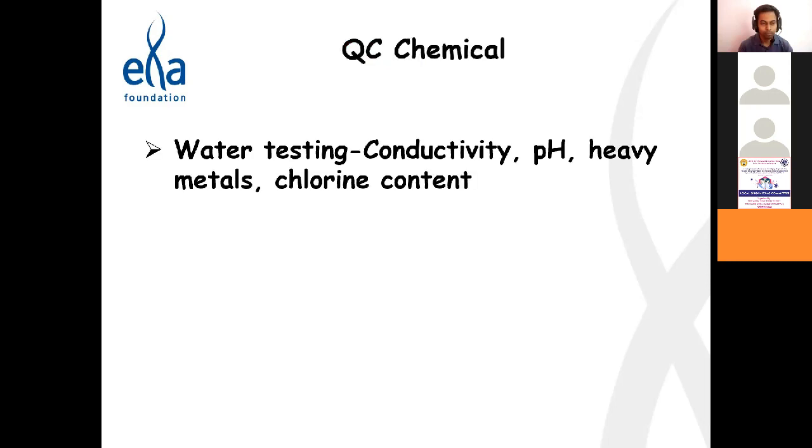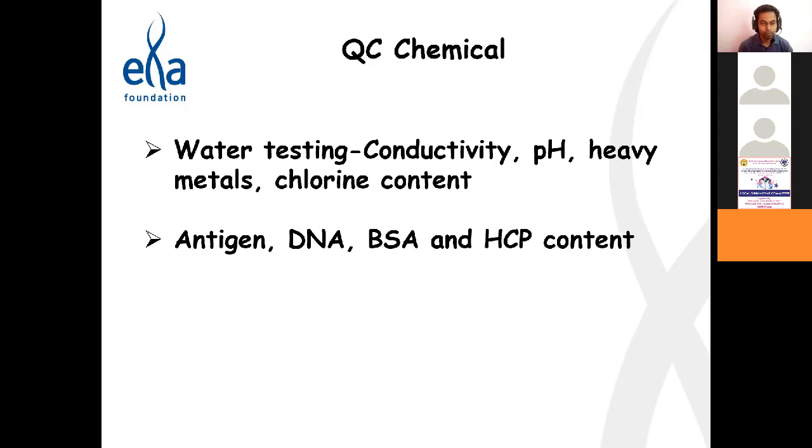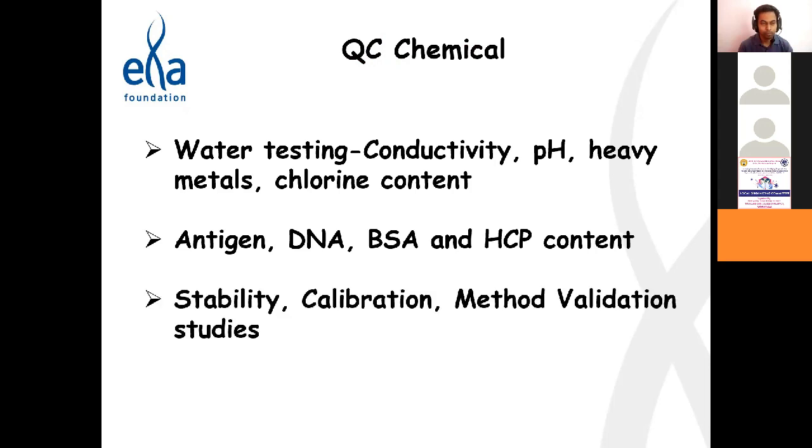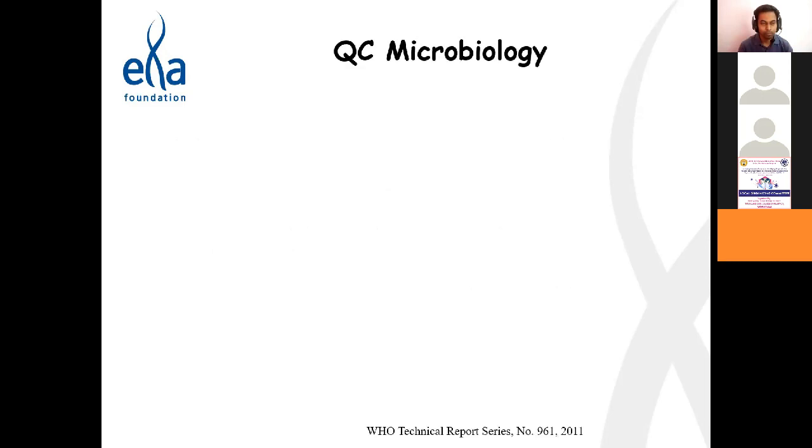QC chemical usually does water testing: conductivity, pH, heavy metals, and chlorine content in the water used for vaccine manufacturing. They also do antigen testing, DNA content in the vaccine, bovine serum albumin content, and host cell protein content in the vaccine. There are limits set for all of these, so it should match the set limit and the set criteria. They also look at stability of the antigen, and do a lot of calibration studies and method validation studies.